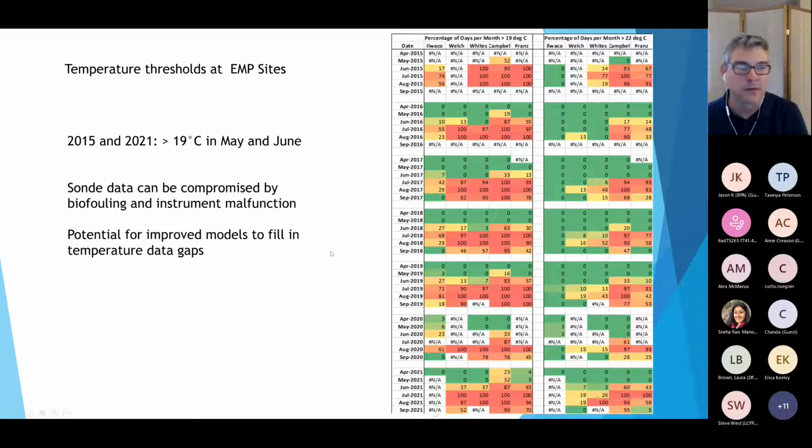I will say that I think there's a potential for improved models to fill in some of these temperature data gaps, and so looking forward to these types of relationships that will allow us to go back and maybe fill in some of these dates, knowing the Mainstem conditions and the river flow.